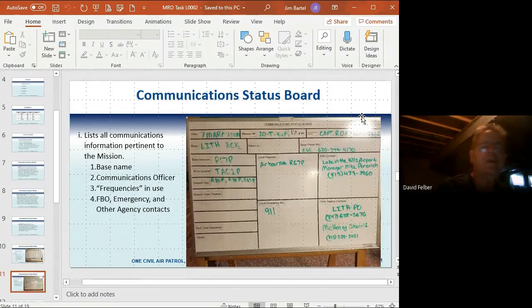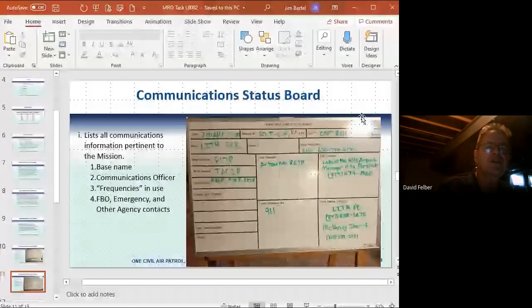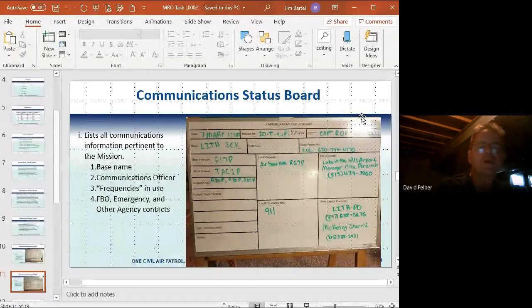Another example of a communications board lists all communications information pertinent to the mission, the mission-based name, who the communications unit leader is, which channels are in use, and other information such as the FBO, any emergency numbers, or other agency contacts. Looks like this one is made out for a mission that was at Lake in the Hills Airport.